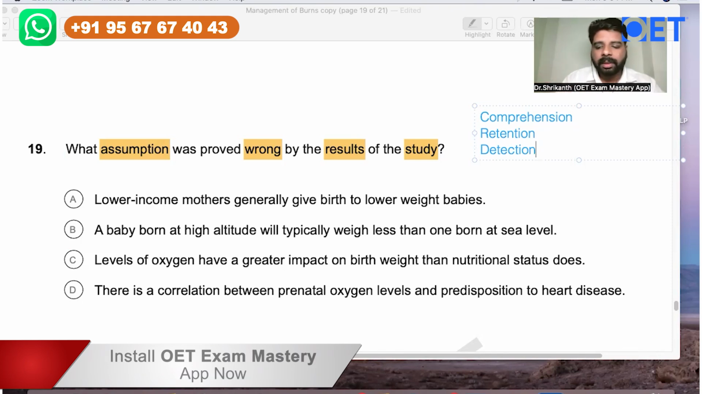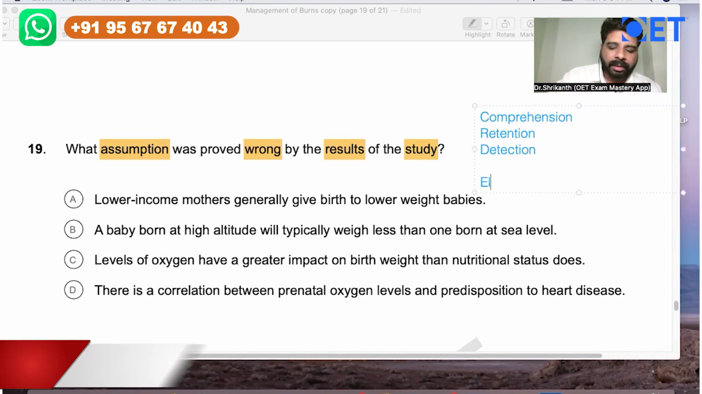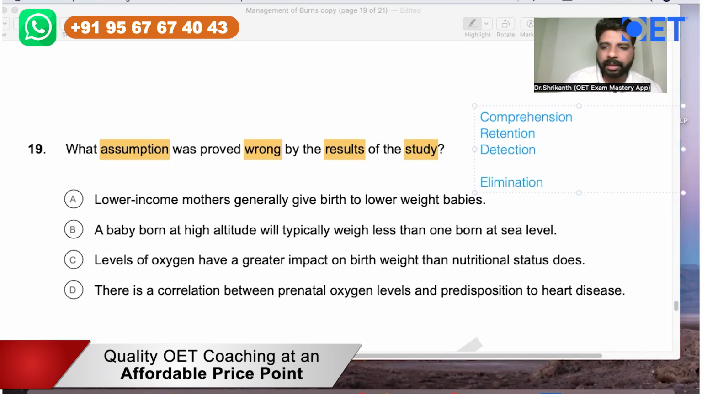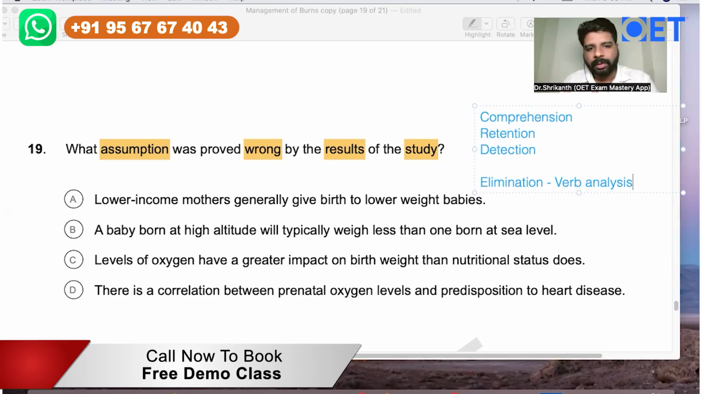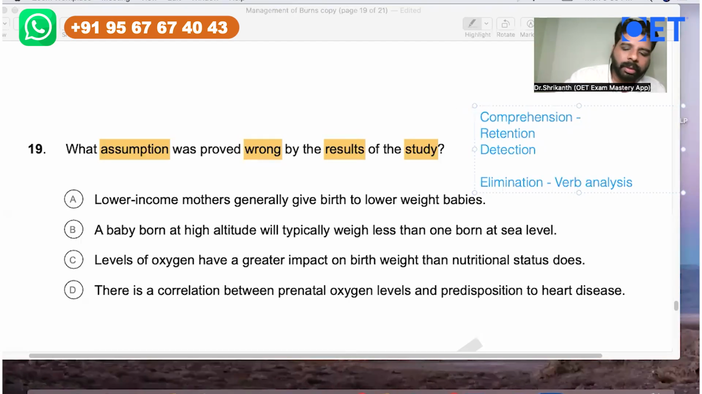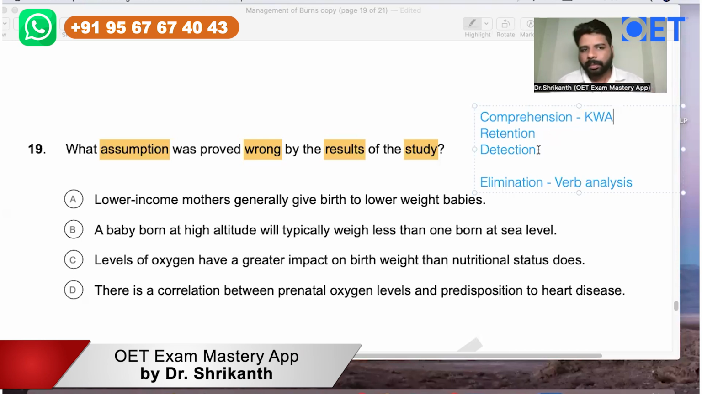And then comes detection. Then you have to go to the passage and detect what the answer is, and that involves doing the elimination strategy. Elimination strategy is extremely important, and for that you will have to do the verb analysis. That is, identify the stem of the question or the stem of the answer option, that is the focal point of the answer option, and focus only on that, and then accordingly eliminate the incorrect answer options. And to comprehend a question, you should bring in your keyword analyzing skills, and obviously you have to do all these things very rapidly on the examination day.